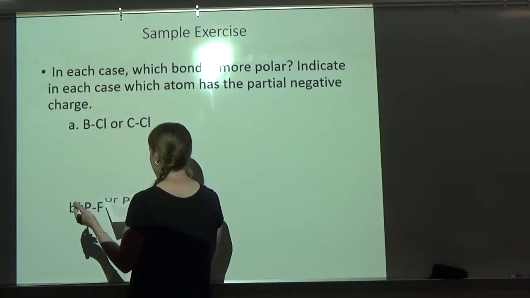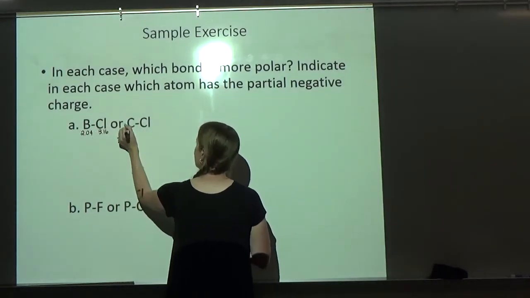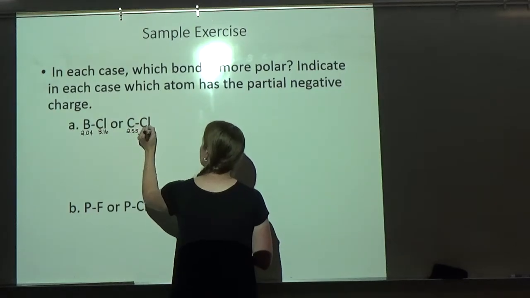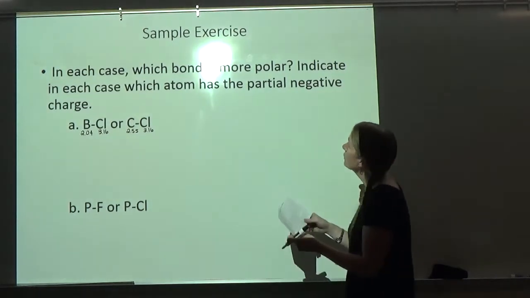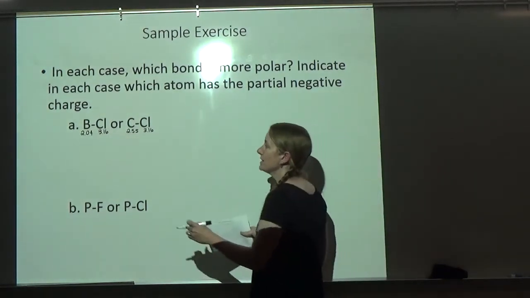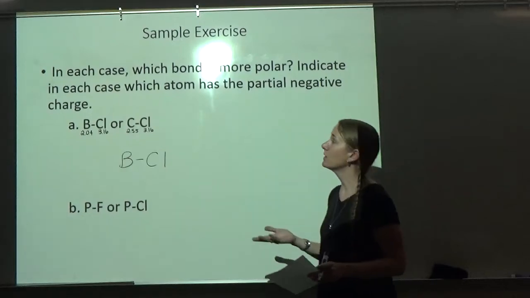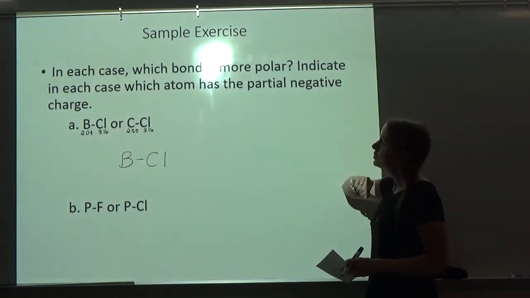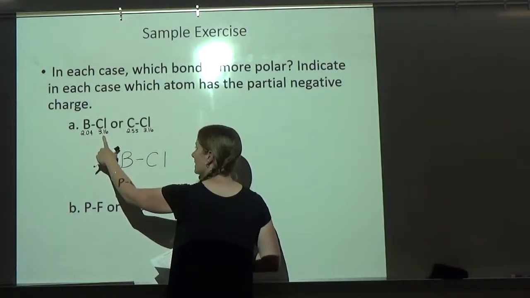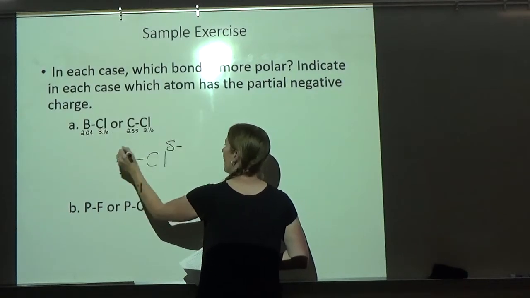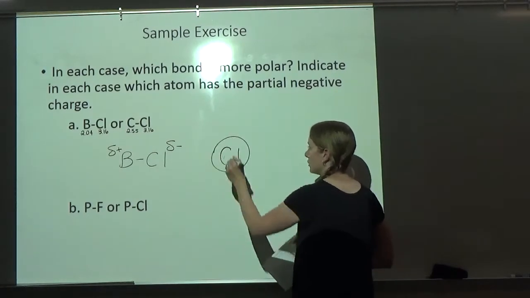So I need to look at my electronegativities. B is 2.04, Cl is 3.16, C is 2.55, and Cl is 3.16. Again, I'm pulling those from an electronegativity chart. It says which bond is more polar? Well, the difference between these two numbers is going to be greater, so BCl is going to be more polar. Then it says indicate in each case which atom has the partial negative charge. Since Cl has the higher electronegativity, it would be partially negative and B would be partially positive. So Cl would have the partial negative charge.